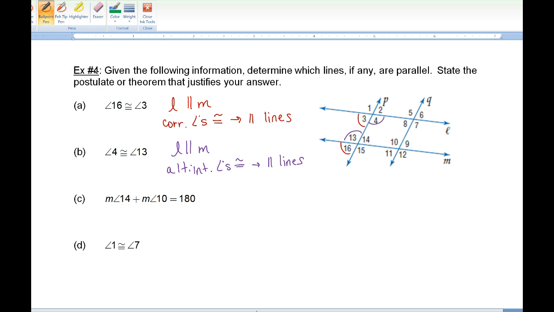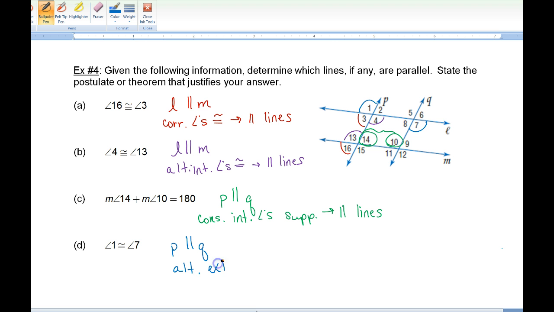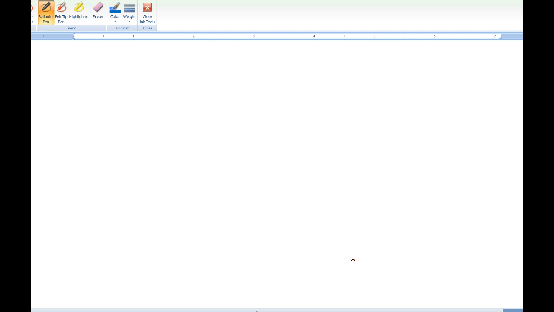Next one, we have 14 and 10. Right here's 14 and 10. These are consecutive interior to lines P and Q. So we know consecutive interior angles supplementary implies parallel lines. And the last one we have is angle 1 and 7. And again, that's going to be lines P and Q. And these are alternate exterior angles. Congruent implies parallel lines. And I believe that's it.